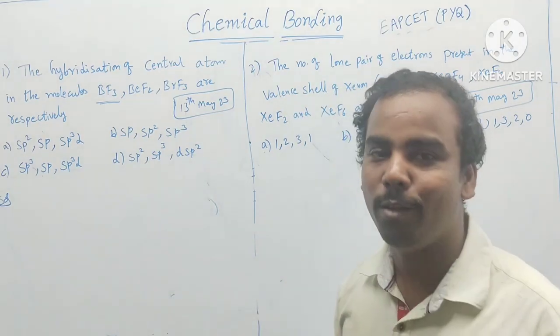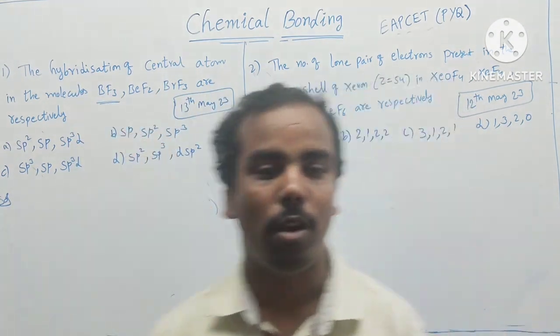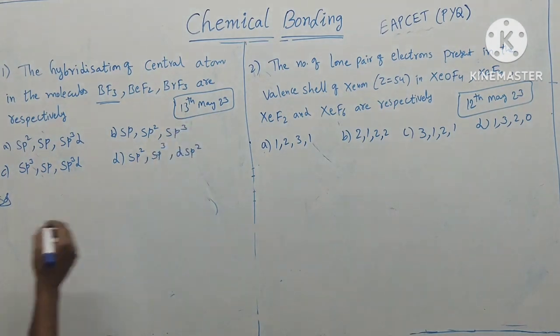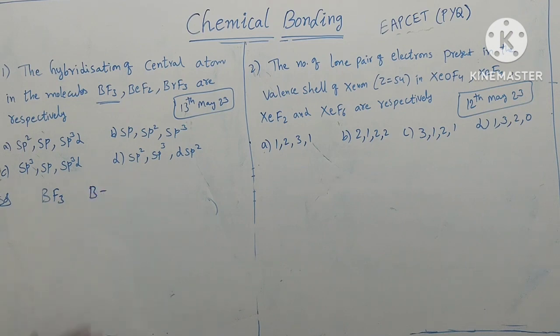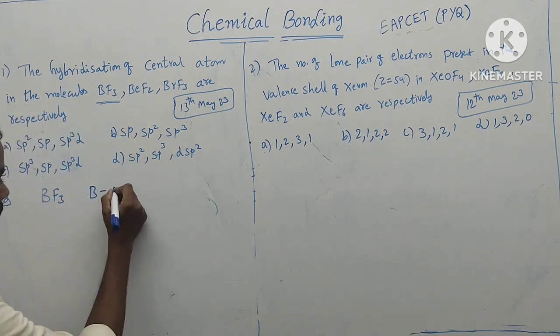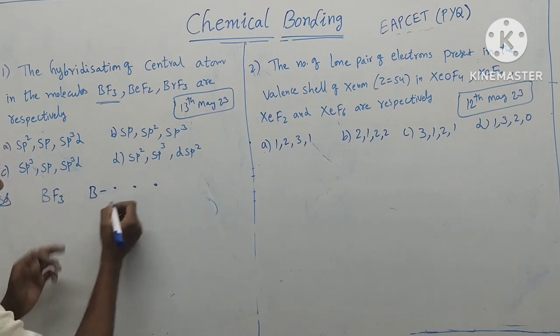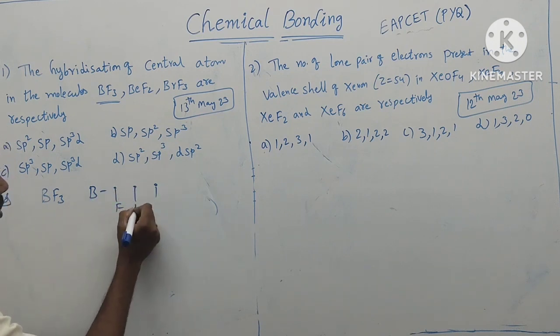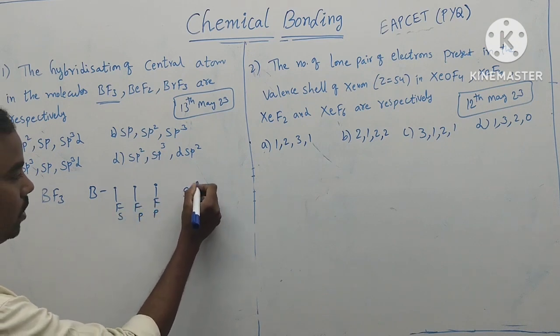Hi dear students, today I will explain hybridization of the central atom by using a small trick. So how to calculate the hybridization? First, BF3, boron trifluoride. Boron is the central atom. Boron is which group element? 13th group element, so it contains 3 valence electrons. The 3 fluorines form 3 bonds, so the hybridization is sp2.